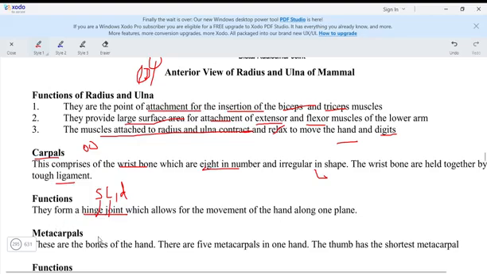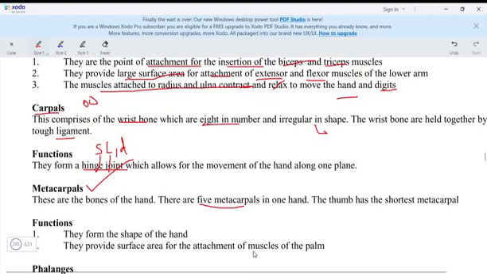So then metacarpals, that's in our palm, we have the metacarpals. There are 5 metacarpals in one hand. The thumb has the shortest metacarpal. If you look at your fingers, you see that the thumb is not that long. That's why it doesn't have as long a metacarpal.